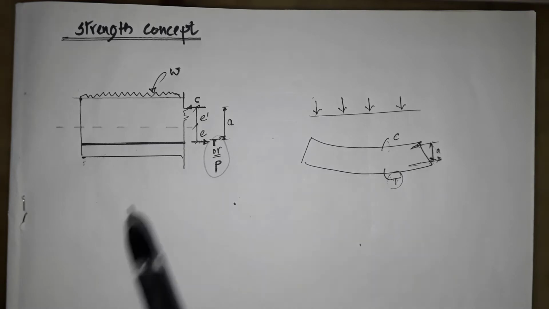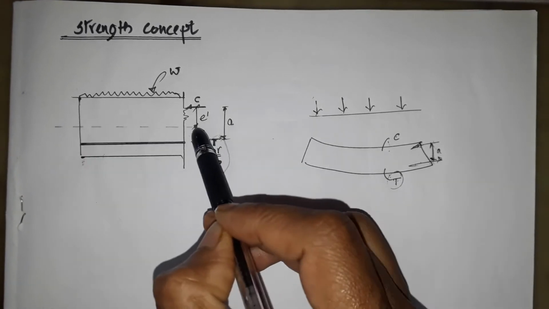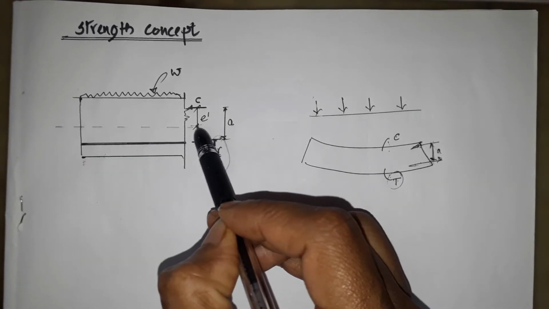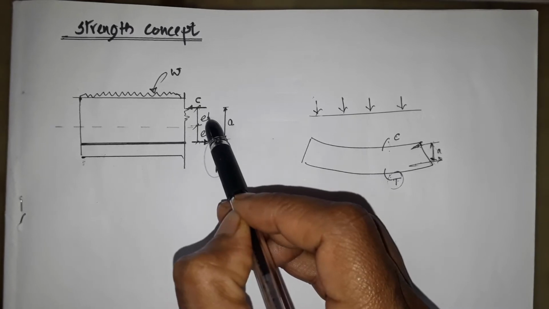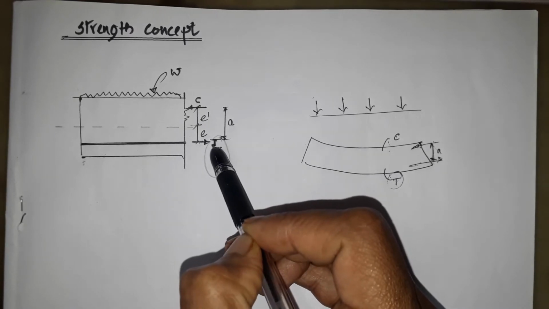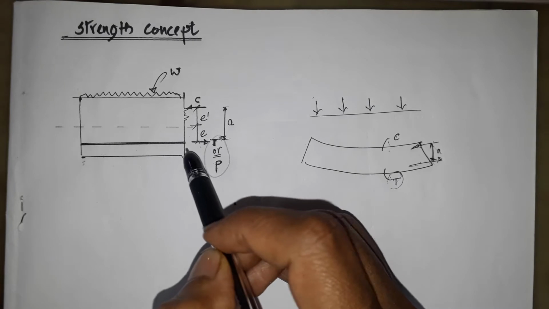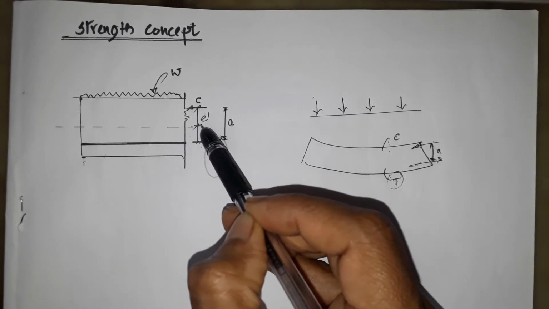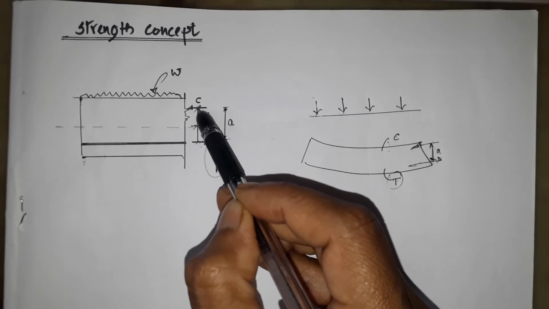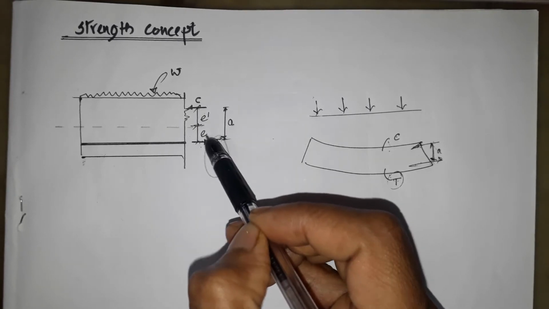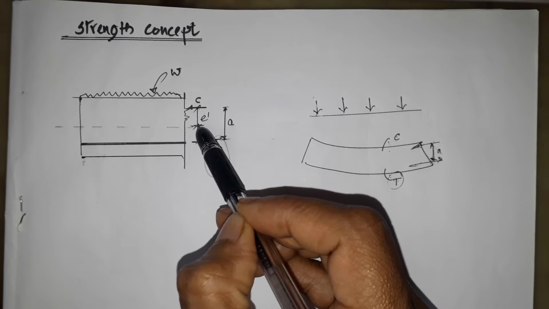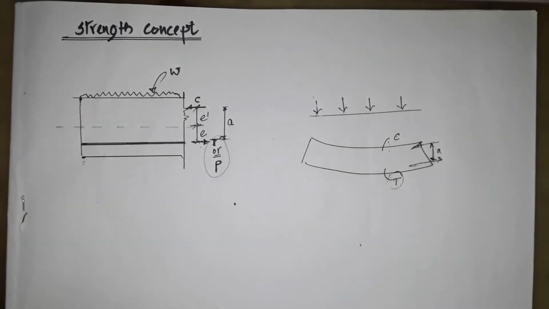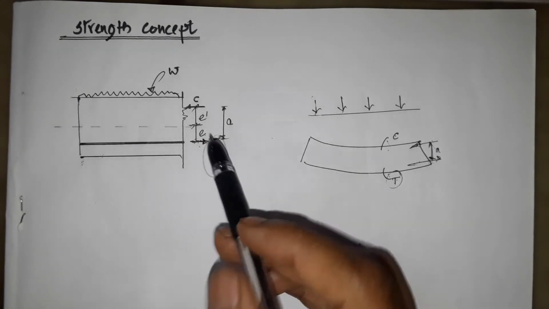With respect to the centroid, from the center the C will act at a distance of E dash and T or P will act at a distance of E. Are you getting my point? What is E dash? It's the distance from the center of the section to the compressive force. And what is E? It's the distance from the center of the section to the center of pre-stress, that is P or T.